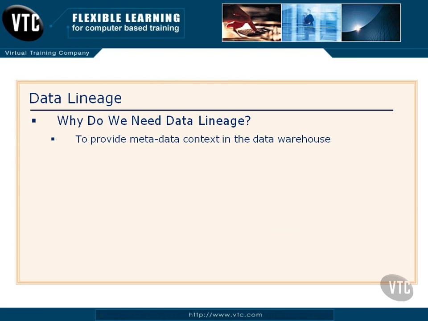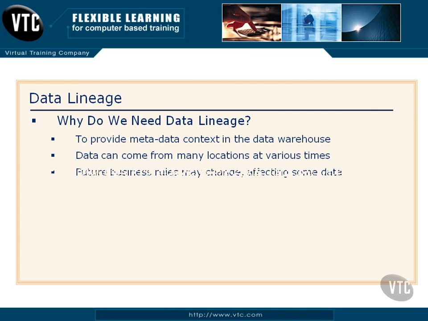Now, why do we need this data lineage? We don't have it in the OLTP databases. Well, what we're trying to do is provide metadata context in the data warehouse. In an OLTP database, we've got units sold, dates sold, the sales territory, all that, and it means just what it says. But once we start grabbing this data from many different locations and dropping it into our data warehouse, we can really start to lose track of where it came from, and future business rules may change and affect that data.